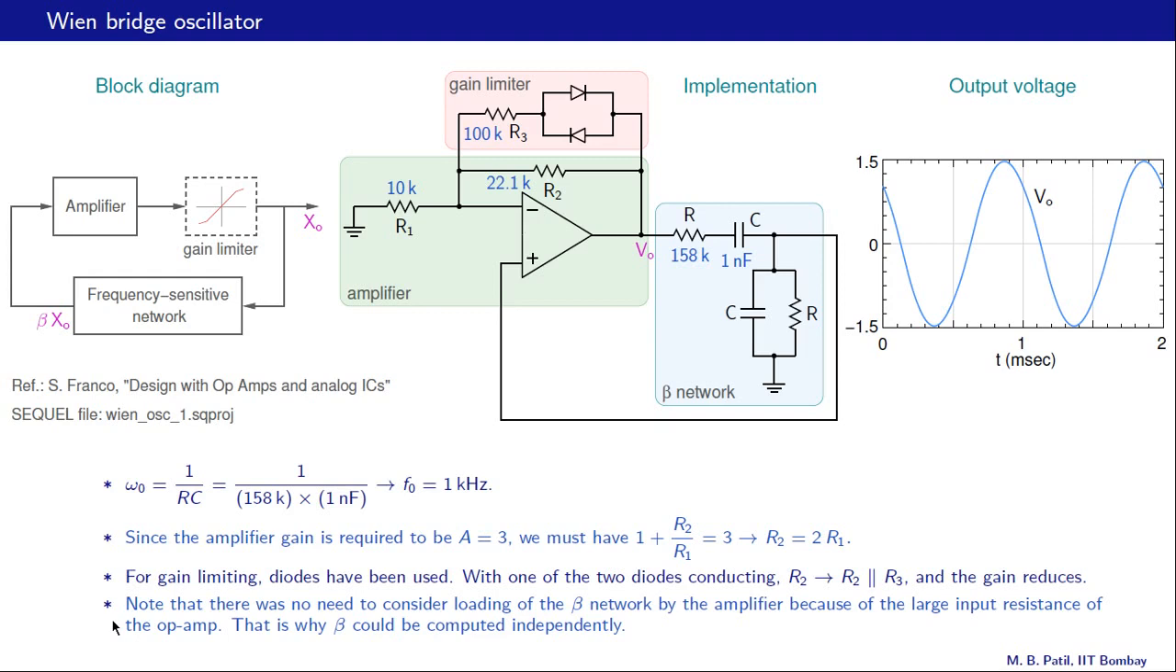Note that there was no need to consider loading of the beta network by the amplifier because of the large input resistance of the op amp. So this is our non-inverting configuration, and we have calculated the input resistance of this amplifier, and we have seen that it is in fact even larger than the op amp input resistance. Therefore we can just ignore this current completely, and what it means is that whatever beta we calculated for this network in isolation is also valid when we connect the beta network and the amplifier together.